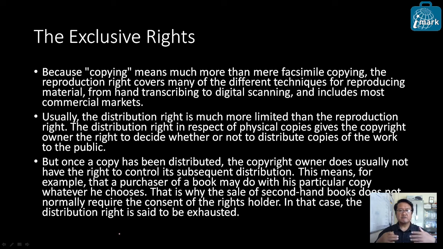This means that if I buy a book, then whether I sell it to someone at a reduced rate, or simply give it free of cost to someone else or donate it to the library, the copyright owner has no control. That is why the subsequent, successive distribution is outside the control of the copyright holder. That is why the sale of second-hand books normally doesn't require the consent of the rights owner, but that again is a debatable issue. So the distribution right is said to be exhausted, because it is no longer within the control of the author or the copyright owner.